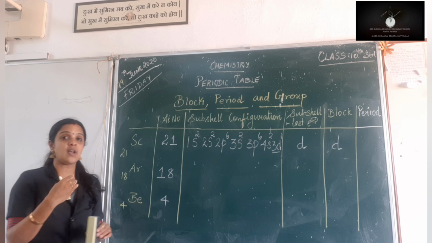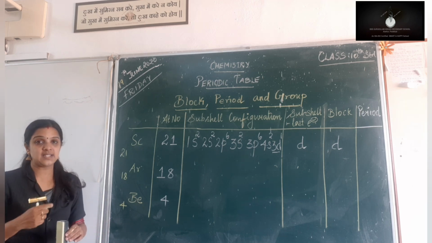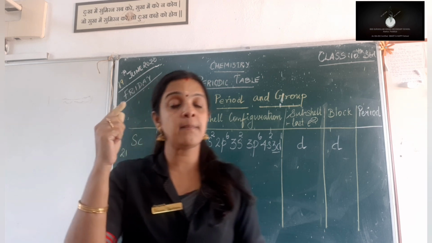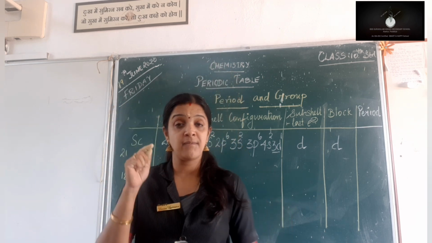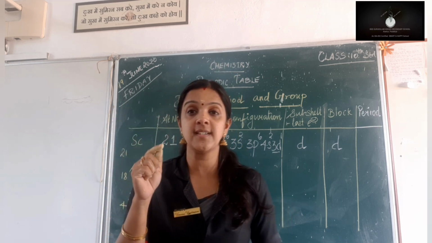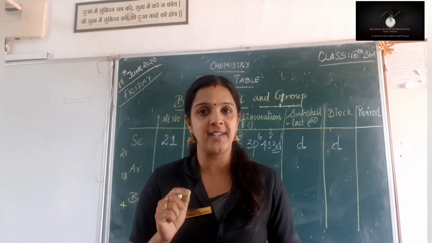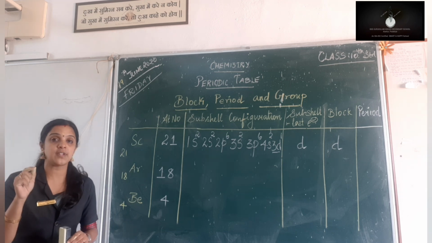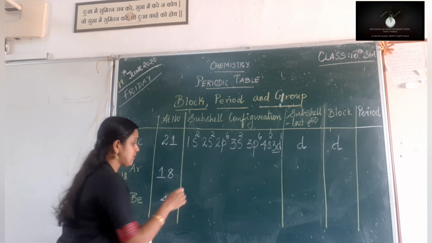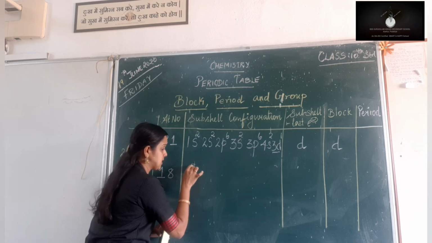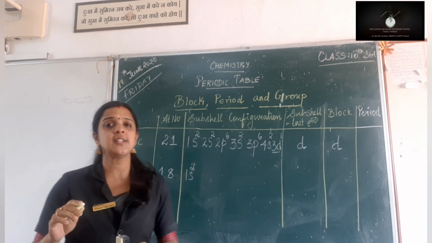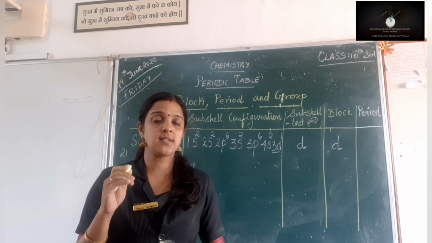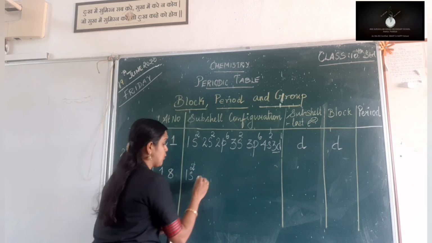Now we'll see for argon. Argon 18. Argon 18, I know you all remember this. It's a noble gas. We were using argon for writing our short form configuration. Right. So now we will write the subshell configuration for argon. It is 1s2, and I hope you all are writing in your notebook. Are you all writing with me, children? Yes, please write along with me.